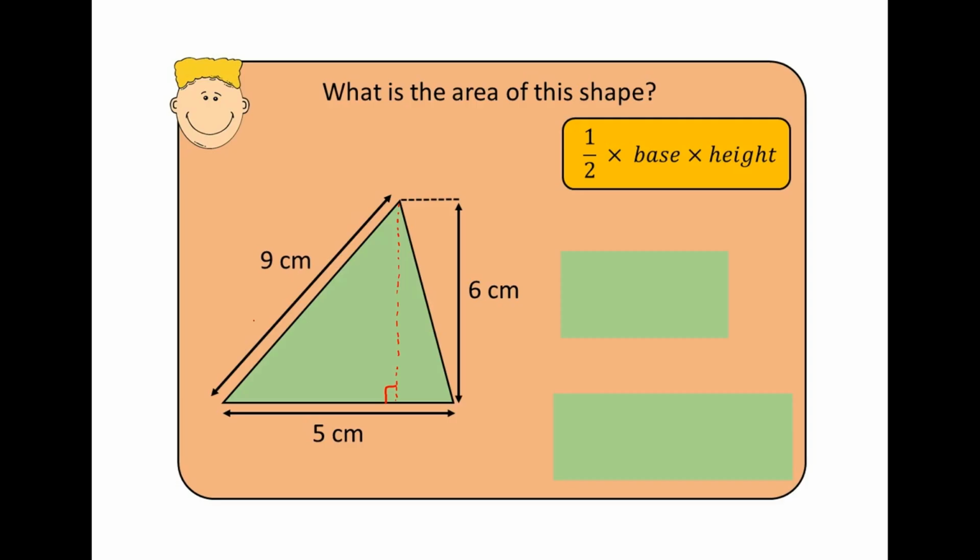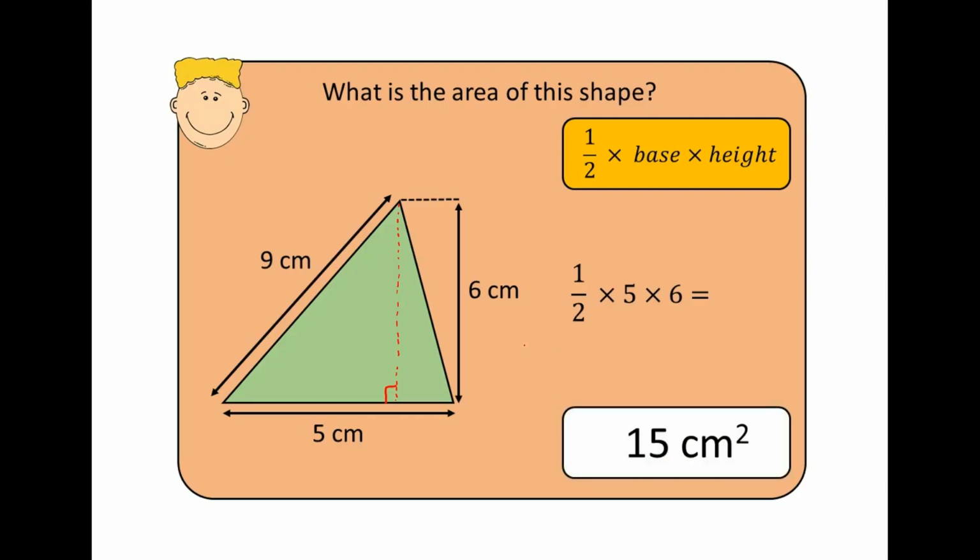The 9 here is just there to confuse you. So I'm going to have 5 times 6, which is 30, and 30 divided by 2, or times a half, would be equal to 15 centimeters squared.